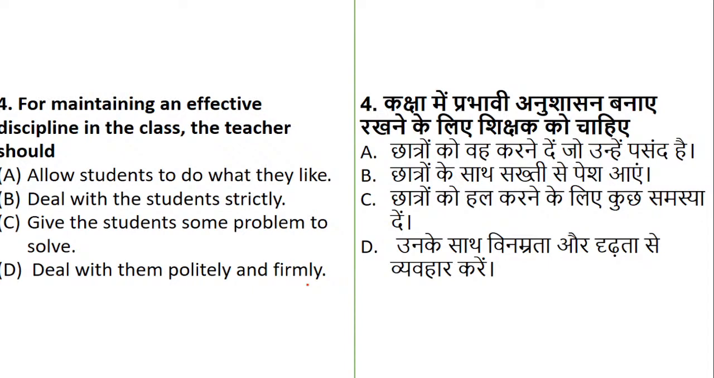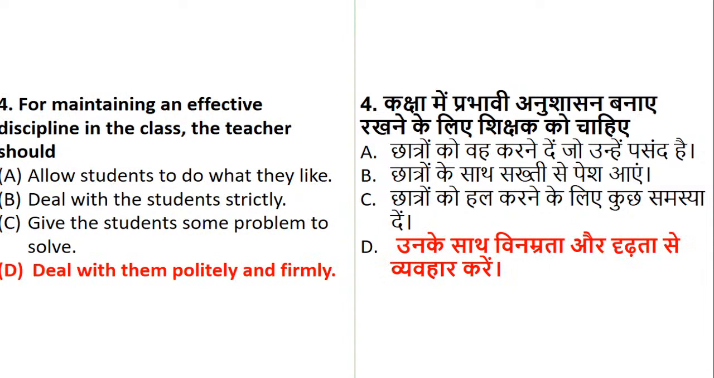So there is a little bit of confusion in the 4th question. Some have answered C, some have answered D. We will see what is the right answer. Once again I'm just reading the question for you. For maintaining an effective discipline in the class, the teacher should do what? The teacher should deal with the students politely and firmly.